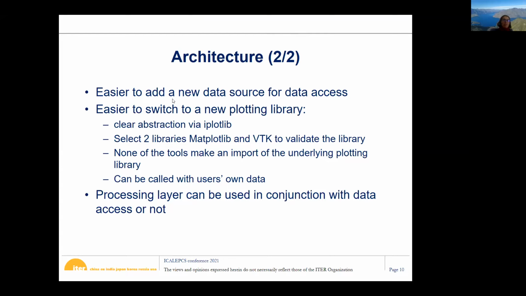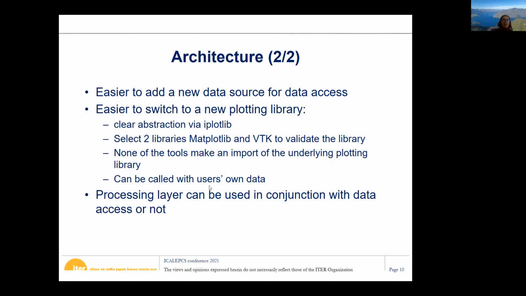So we demonstrated that our data access is okay. We have taken another data source, not only data access for our experimental data, but we have also tried to plug it with the scientific data model called IMAS. And then we also validated our new plotting library by implementing two backends, Matplotlib and VTK, so we can switch between the two.